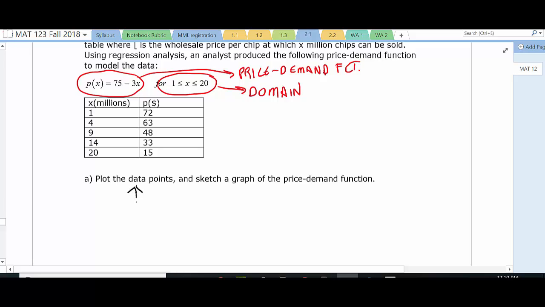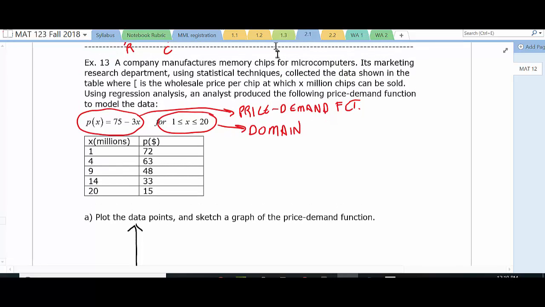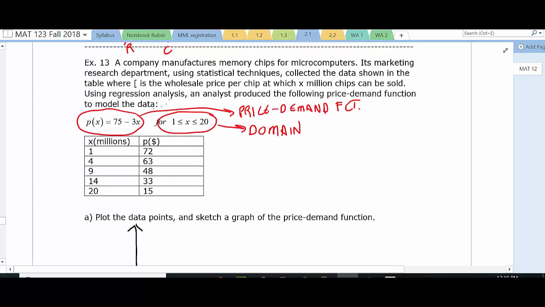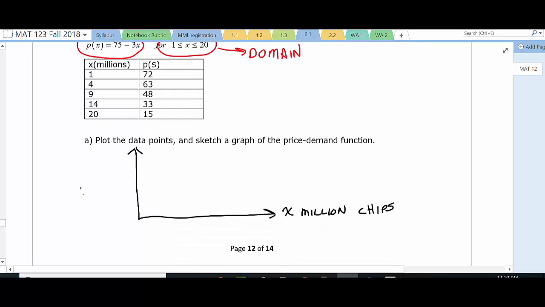But for now, what I want you to do is we're just going to create a graph, and we need to label what everything means in here. So these are chips for microcomputers. So x is going to be, we would just say x million, and then you can just say chips. Now you need to say what it is, okay? You don't just put x and y, you got to tell me what it is, and it's important that that's in millions, okay? So when somebody reads your graph, they know what it means, okay? And then this is the price. p is just going to be the price, and that's in dollars. Okay, so I'll just say in dollars like that. Okay, so you got to do that.